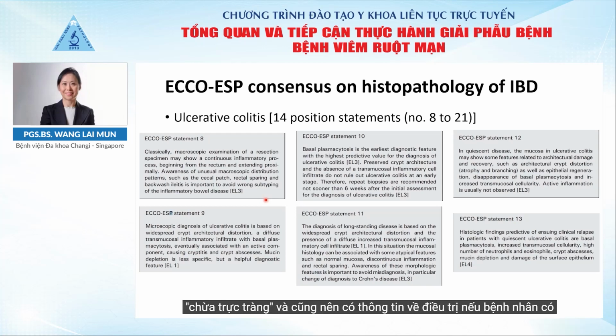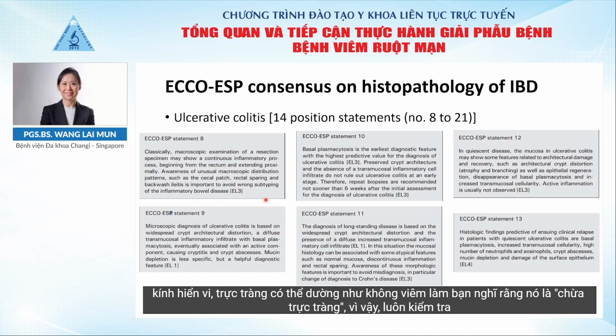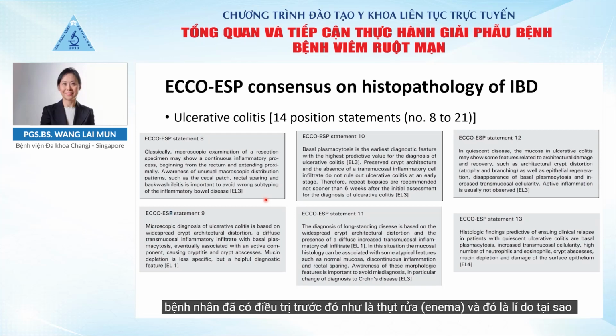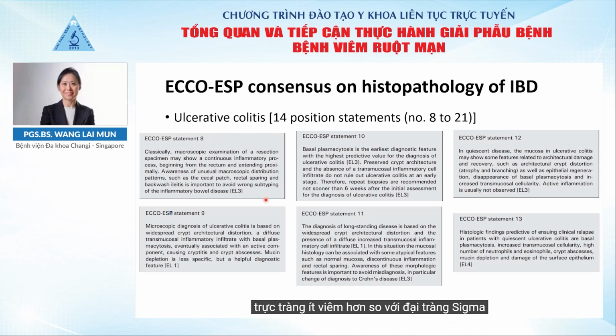And also get information on the treatment. If the person has been given some enema before the biopsy is taken, you will also have some less intense inflammation, giving you the impression, under the microscope, that the rectum may not seem as inflamed. So you think that it's rectal sparing. So always check whether the patient has already been given some treatment before, like let's say an enema, and that's why there is less inflammation in the rectum compared to the sigmoid colon.